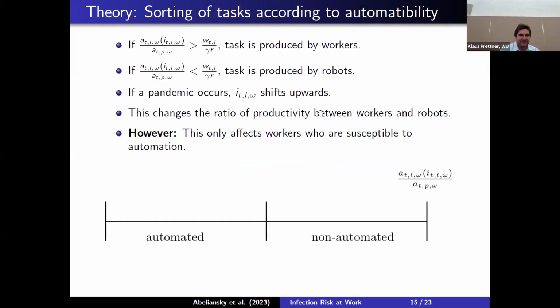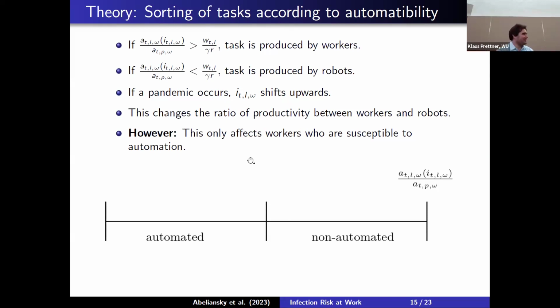So graphically, you can illustrate this by this graph here. Say these are all the tasks ordered in terms of relative automatability. So here are the tasks where robots are relatively more productive. Here the tasks where humans are relatively more productive. So these tasks would be produced by robots. These tasks would be produced by humans. And somewhere in between is this threshold for which the firm is indifferent.